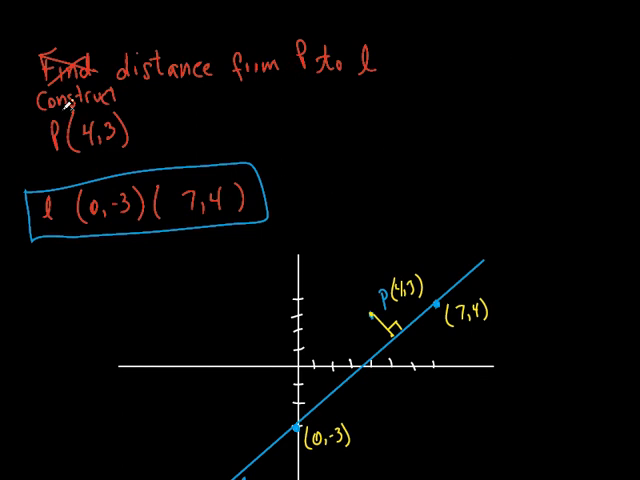Then you're going to have one where they give you a point, okay, and they give you a line. They give you 2 points that make a line, and you got to find that distance right there. So you'll have several that do that. There's 4 of them that do that.